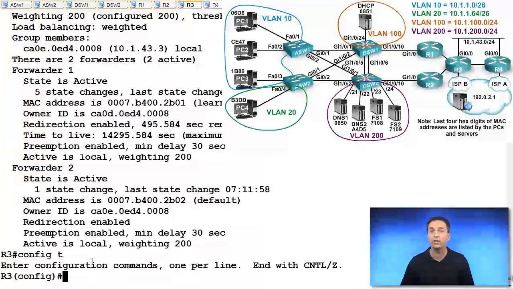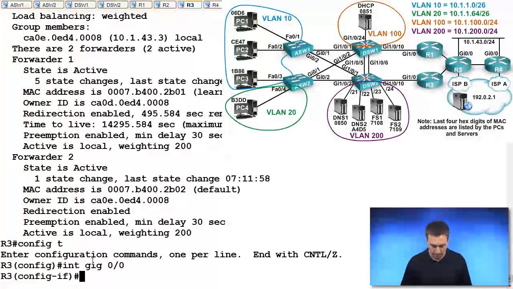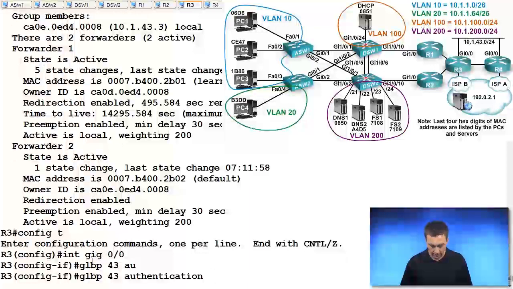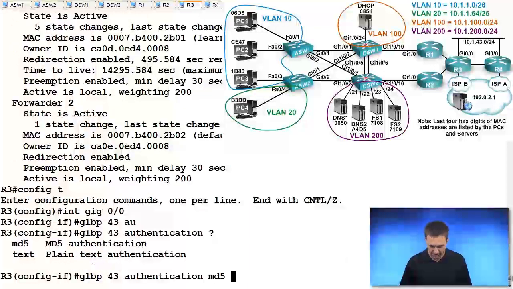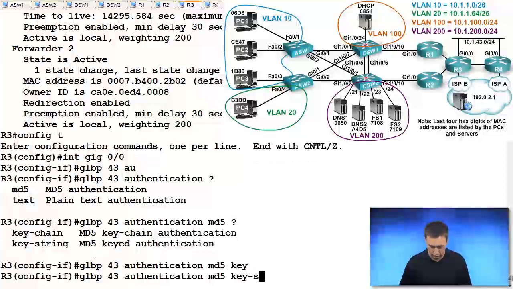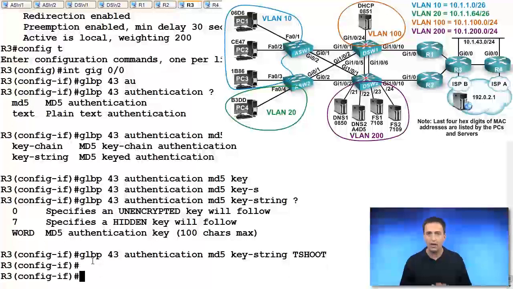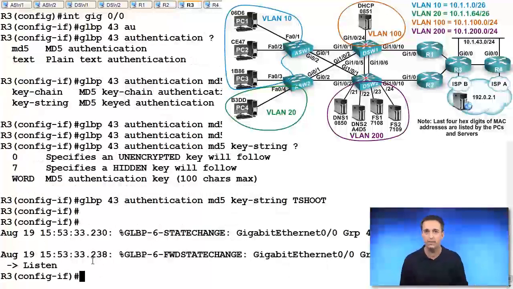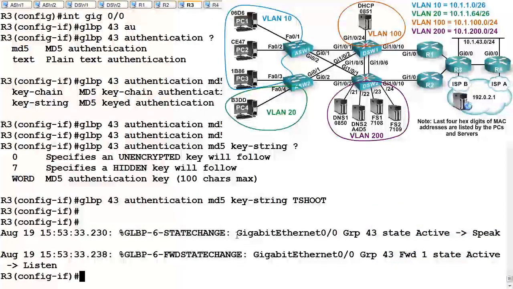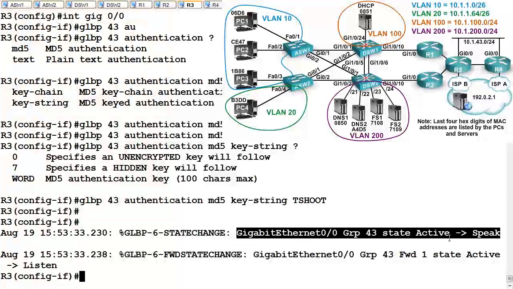So it's important that authentication is configured appropriately. So interface gigabit Ethernet 0/0, GLBP group number 43, authentication. And what did we use? We used MD5. We said we were going to use a key string, and that key string was what? TSHOOT. So now everything should just smooth itself out here. We can see that we are no longer going to be the AVG. We've gone from active to speak, and then eventually we should go into the standby state because there is no other router that is standby AVG at the moment.